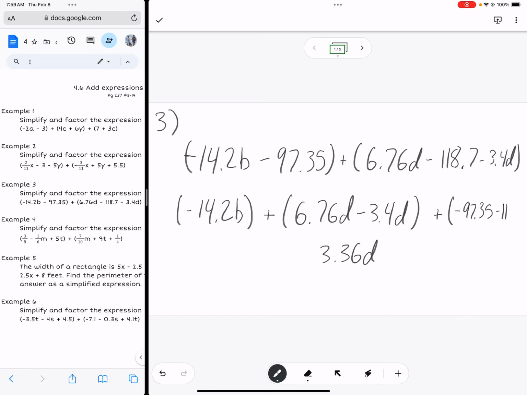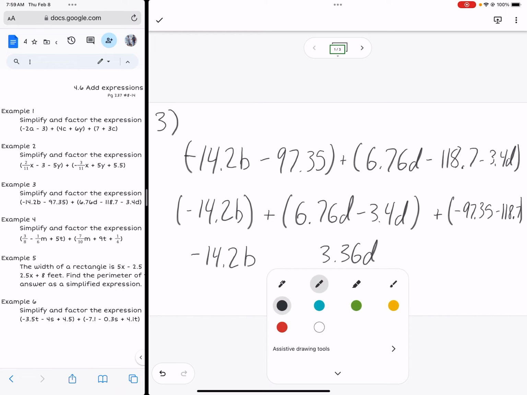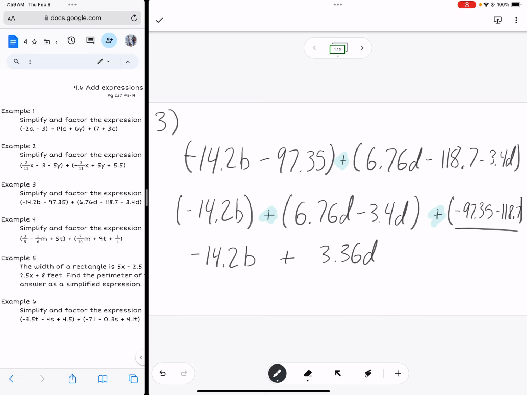Yep, minus 118.7. Right, so the 14.2B we can just bring down because it's by itself. And remember that when we rearrange things, we want to keep the addition in between our terms unless it's a negative value. So we're going to add here because this is positive. But Xavier, when we do this subtraction over here, is it going to be a positive or negative value? Negative? Yeah, so we can either add a negative or we can just subtract. Same thing.